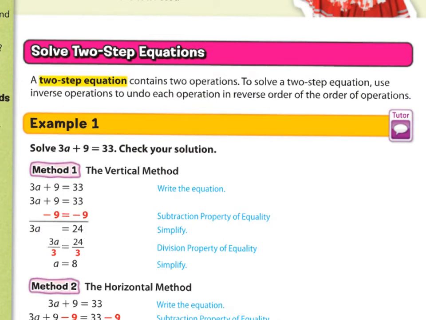What is a two-step equation? A two-step equation contains two operations. To solve a two-step equation, use inverse operations to undo each operation in reverse order of the order of operations.